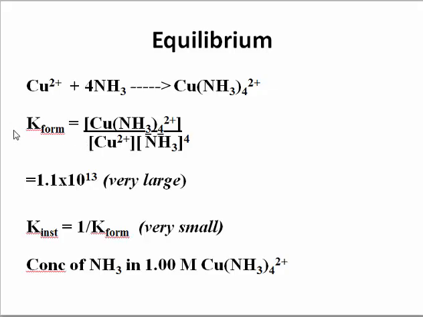The equilibrium constant for this reaction and this equilibrium expression is often called the formation constant, K form, and it's typically very large. For this complex, it's 1.1 times 10 to the 13th, for example. Under these circumstances, with this large K, it is generally a reasonable assumption to make that this reaction proceeds all the way to the right. In other words, if you have copper and ammonia in the same solution, this reaction will occur until you run out of one or the other.